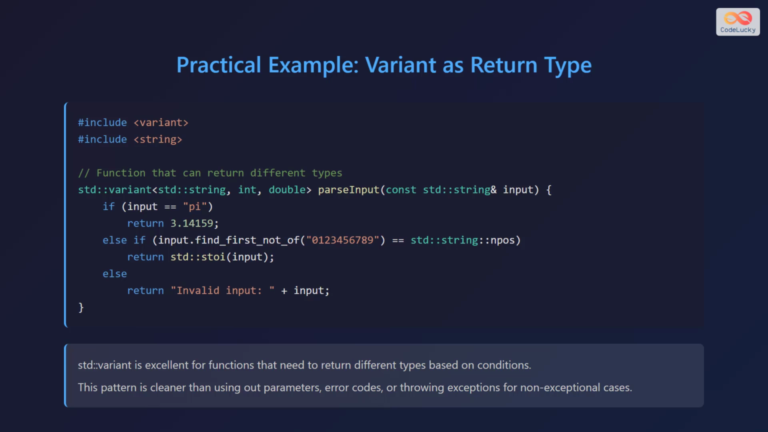std::variant is excellent for functions that need to return different types based on conditions. This pattern is cleaner than using out parameters, error codes, or throwing exceptions for non-exceptional cases.